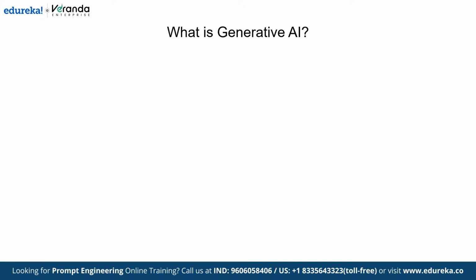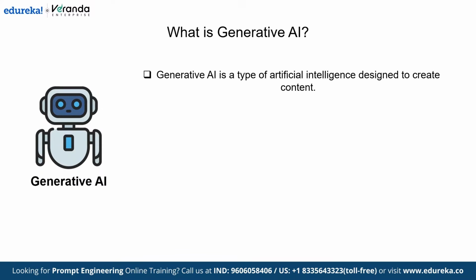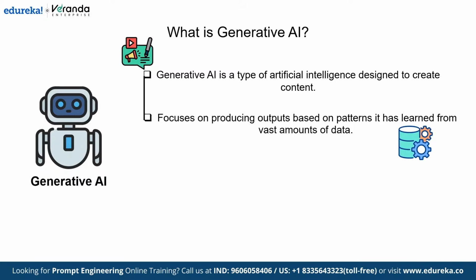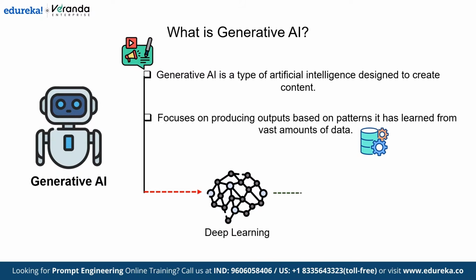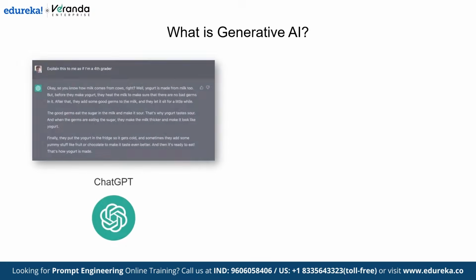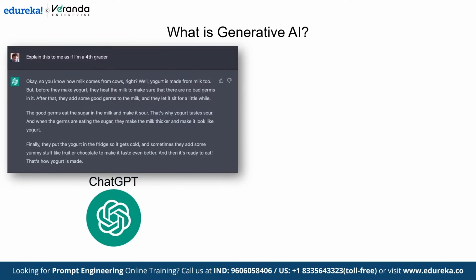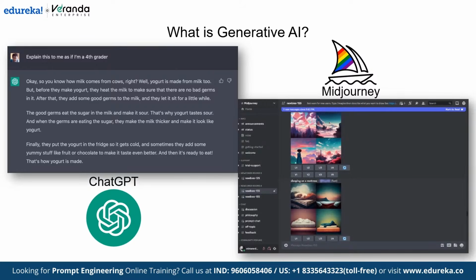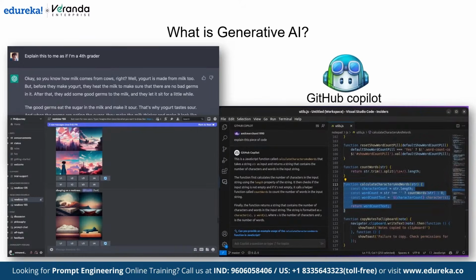Let's first break down what generative AI is. Generative AI is a type of artificial intelligence designed to create content, whether it's text, images, music, or even code. Instead of making decisions or even taking action on its own, it focuses on producing outputs based on the patterns it has learned from vast amounts of data. At its core, generative AI models use deep learning techniques like transformers to generate new content that resembles human-created work. For example, ChatGPT generates human-like text based on prompts, Midjourney and DALL-E create stunning images from simple text descriptions, and GitHub Copilot helps developers by suggesting code snippets in real time.